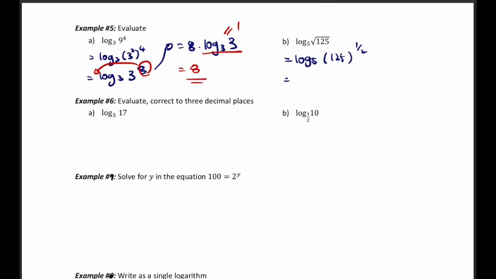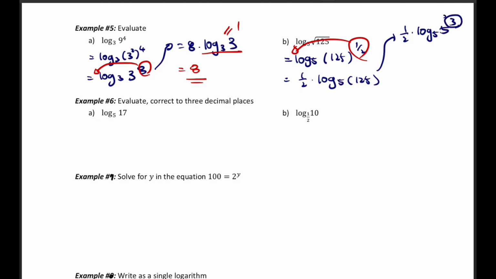Then using the power rule, let's move the 1 over 2 to the front. Then this is the same as 1 over 2 times log base 5 of 125. But 125 is actually 5 times 5 times 5, right? 5 to the power of 3. So this is the same as 5 to the power of 3.